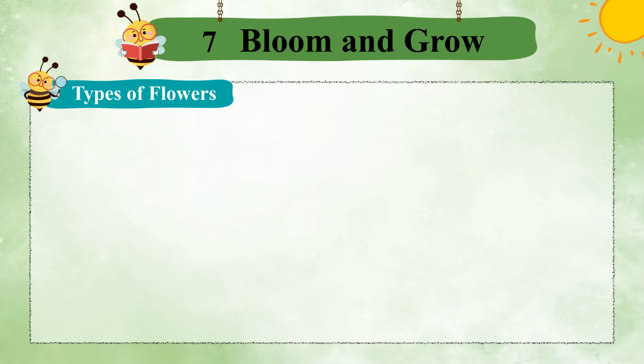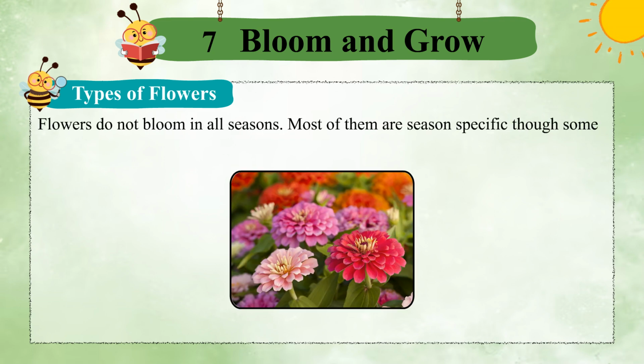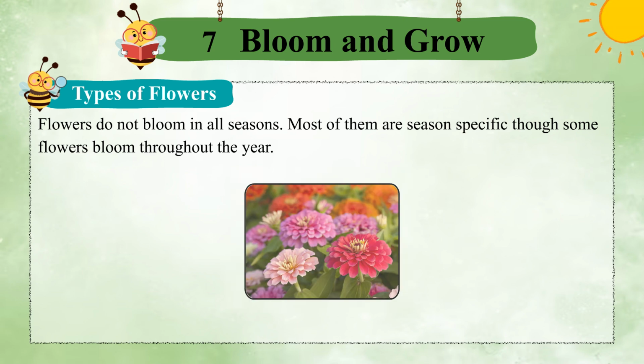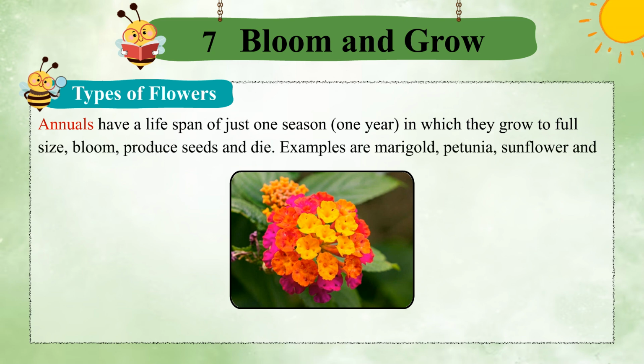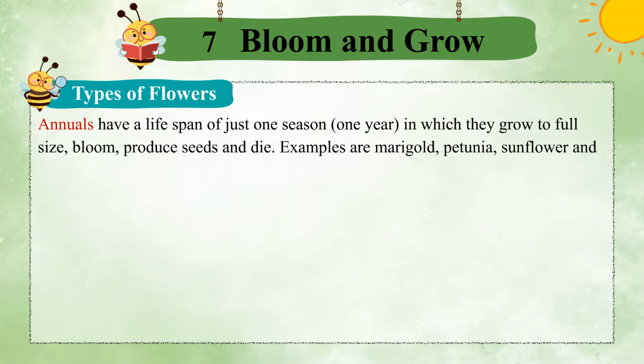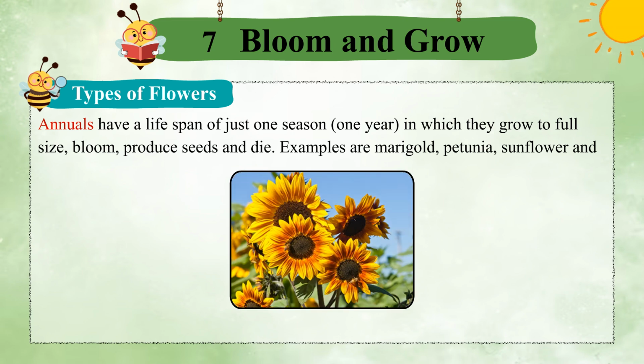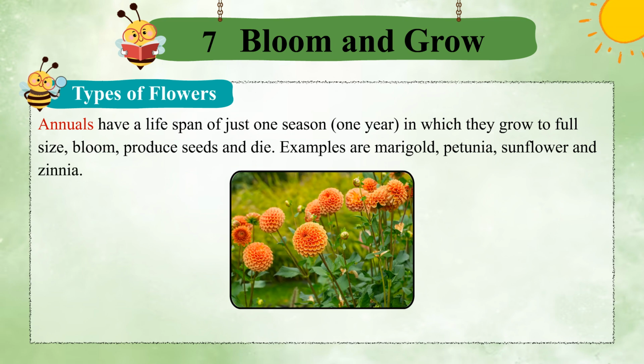Types of flowers. Flowers do not bloom in all seasons. Most of them are season-specific, though some flowers bloom throughout the year. Annuals have a lifespan of just one season, 1 year, in which they grow to full size, bloom, produce seeds and die. Examples are marigold, petunia, sunflower and zinnia.